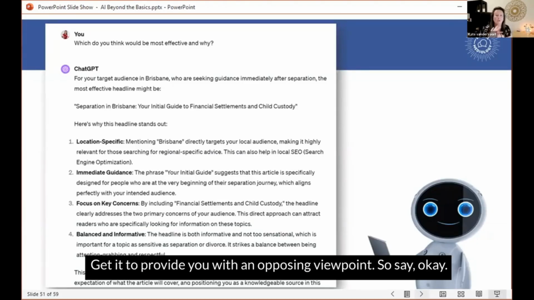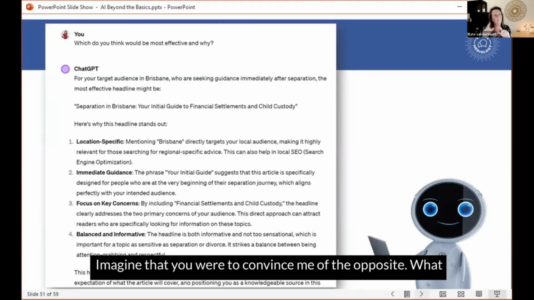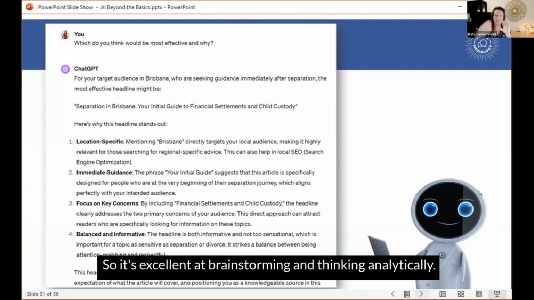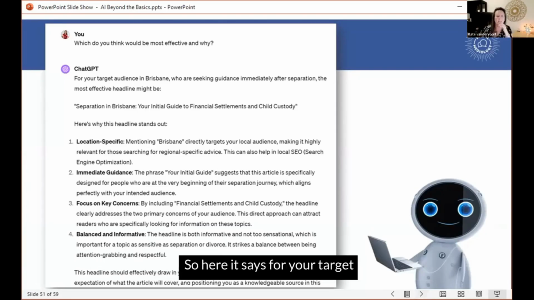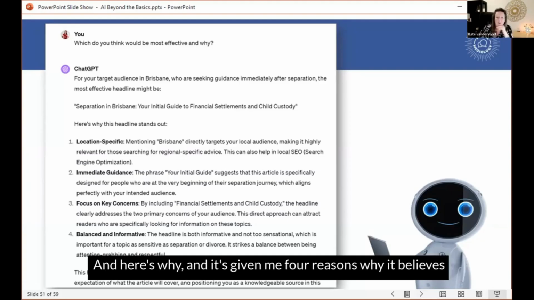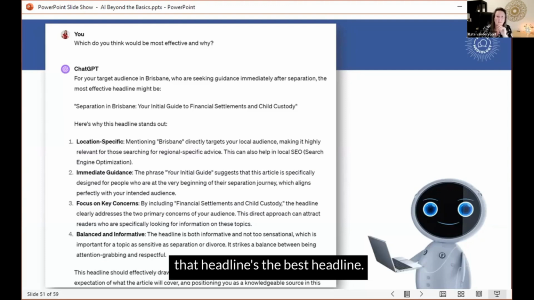Get it to provide you with an opposing viewpoint. So say, okay, imagine that you were to convince me of the opposite. What would you say? So it's excellent at brainstorming and thinking analytically. So here it says, for your target audience, this is the headline that it suggests. And here's why. And it's given me 4 reasons why it believes that headline's the best headline.